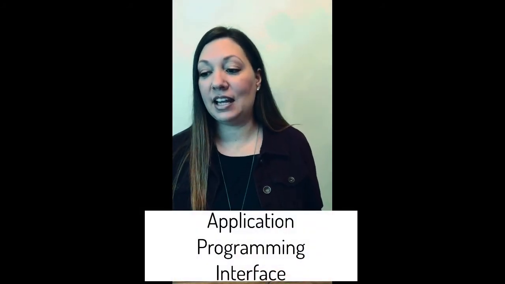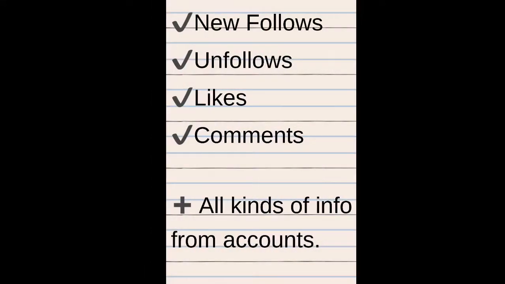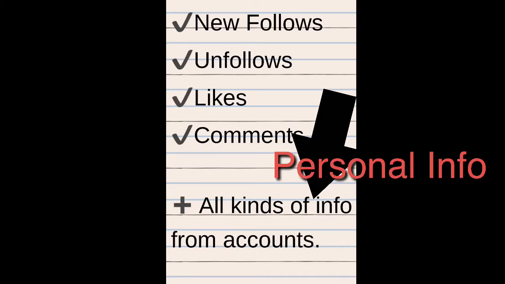Something happened that kind of changed the way that these programs, these apps, work. And it all started with something called an API. Now, what is an API? API stands for Application Programming Interface, okay? And Instagram has had one since about 2013. What this does is allow developers to pull information from Instagram, things like your followers, new followers, people who've unfollowed, likes, comments, all the way down to pulling information from individual accounts.